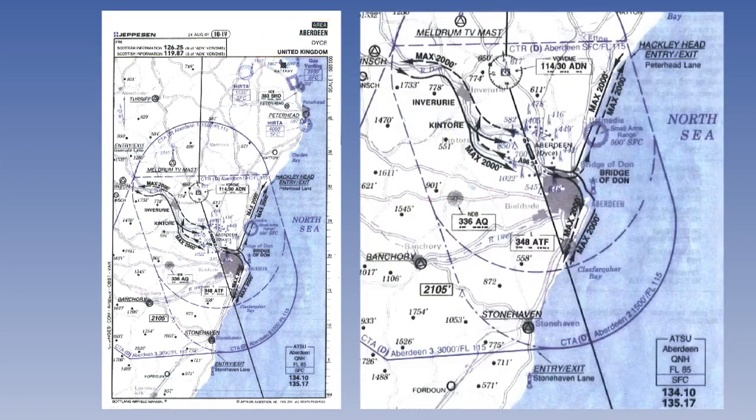Looking further down the chart are the entry and exit lanes for the Peterhead, Stonehaven and Inverurie VFR routes. The entry lanes to these routes are marked by the solid black lines, and the exit lanes by the dashed lines. Each one has a maximum height of 2,000 feet. Other points to note on this chart are: the highest ground is 2,105 feet, as shown in the box, and the Aberdeen QNH is used below flight level 85, as shown in the bottom right-hand corner along with the ATSU frequencies.